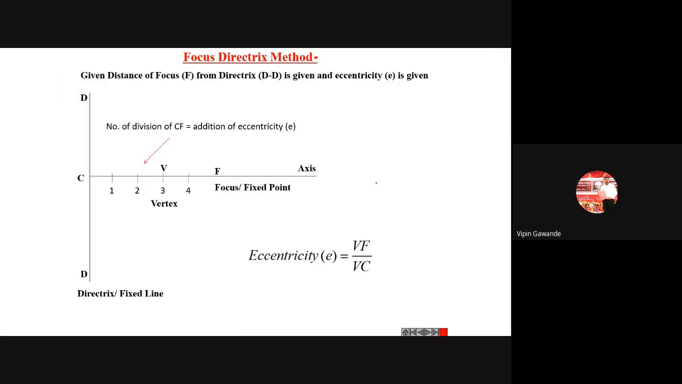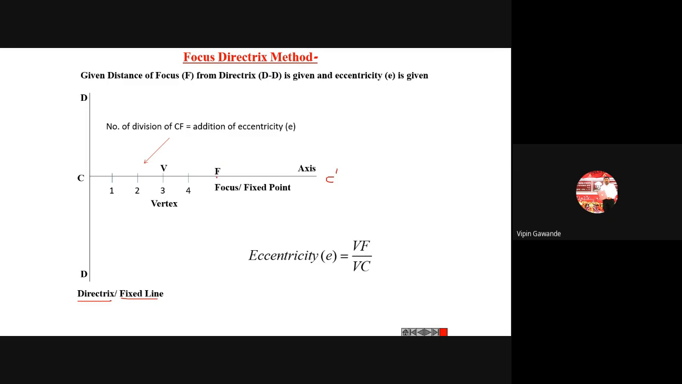Now in the focus directrix method, the initial construction is like this. You have to draw one vertical line and one horizontal line. The vertical line is the fixed line, called the directrix. Okay, vertical line DD dash is called the directrix. The horizontal line CC dash is called the axis. So the first step is to draw one vertical line and one horizontal line. That is our directrix and the axis.